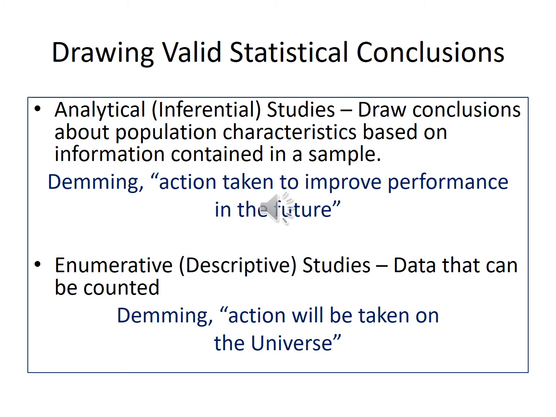Now that's all good, and descriptive statistics are good, but what we want to do is inferential studies. In other words, we draw a conclusion about a population based on what we find in the sample. Deming, who's like the guru of quality, said an action taken to improve the performance of the future. Enumerative studies, Deming calls actions that will be taken on the universe.